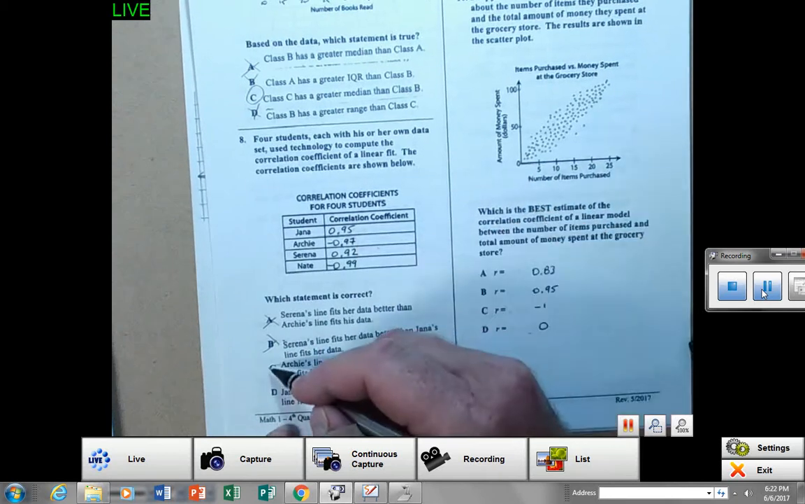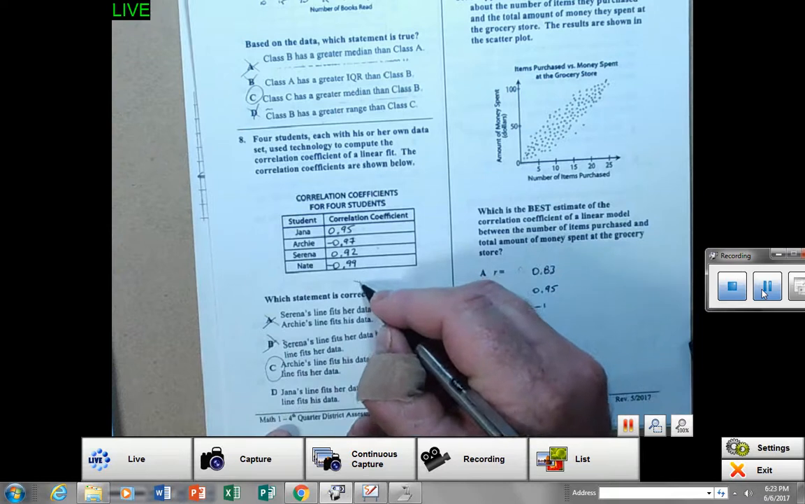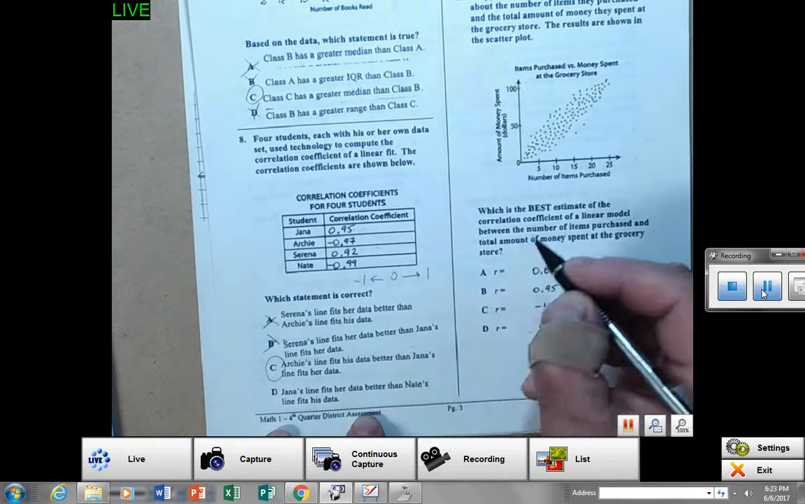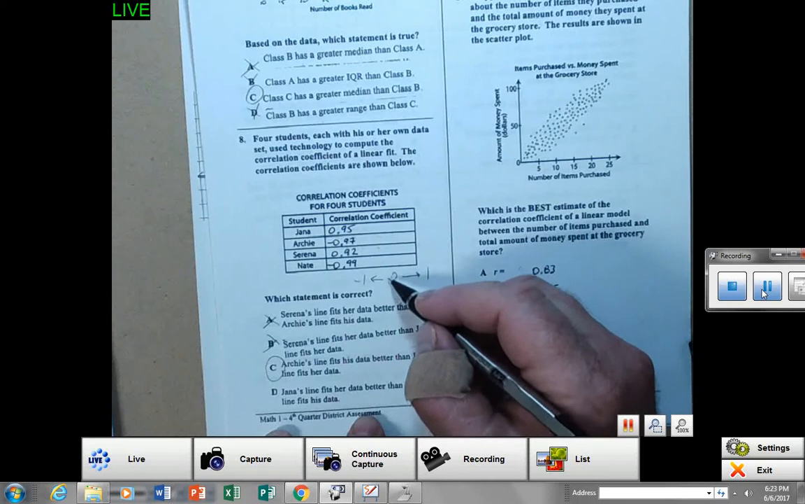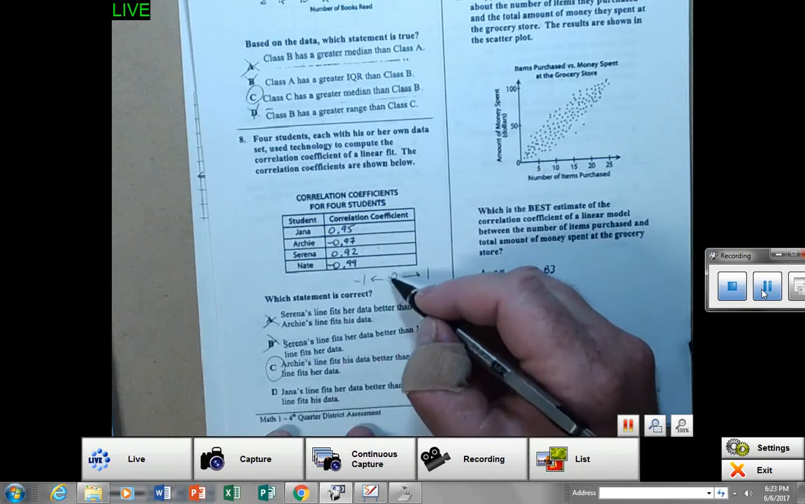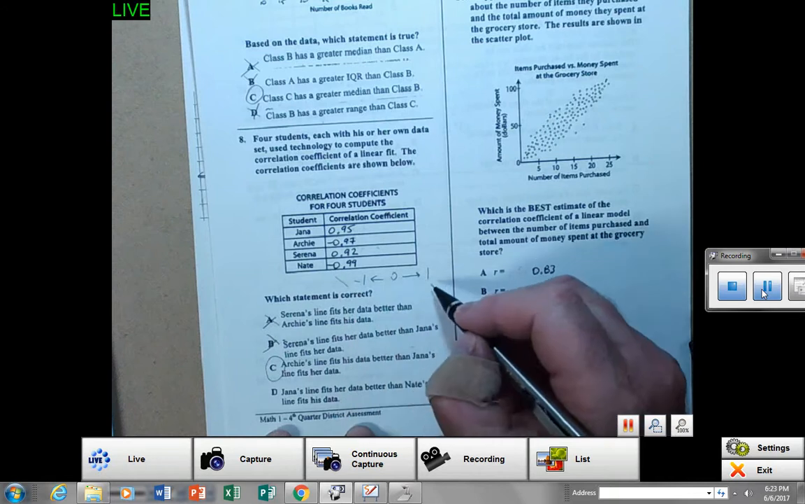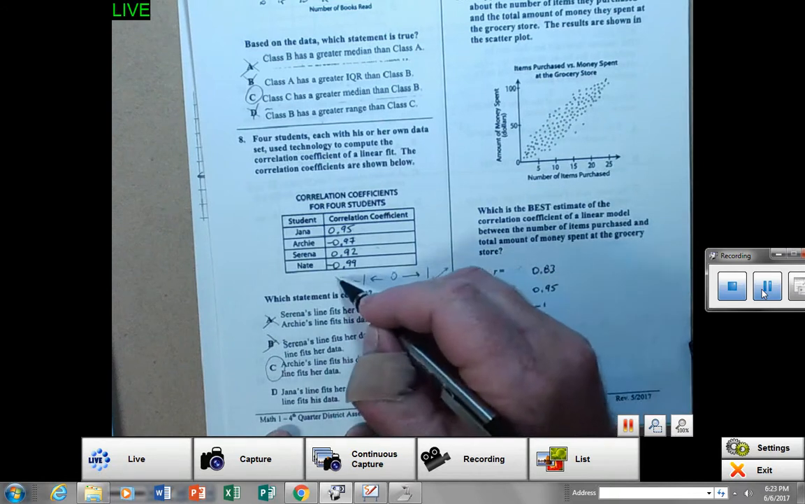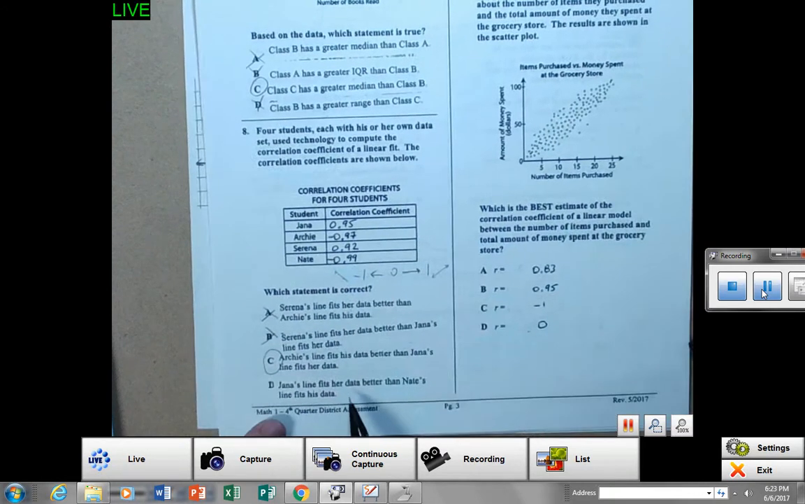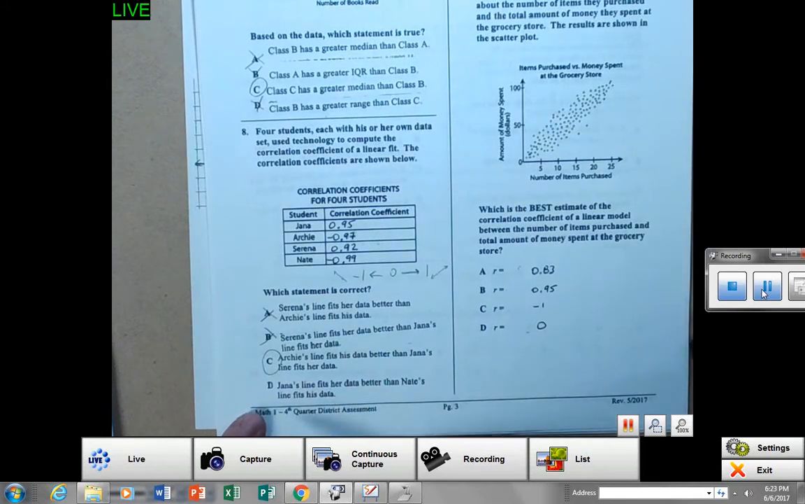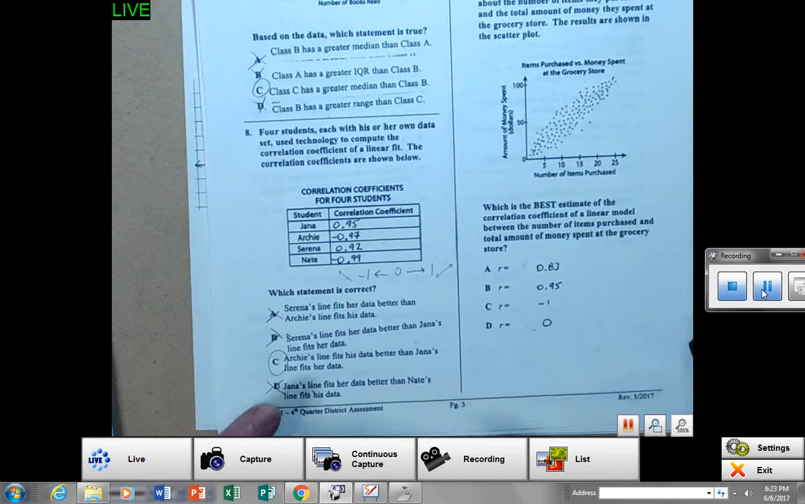So this is true. Again, the scale goes from negative 1 to positive 1. We're close to 0, lower correlation. Your line will not fit the data as well. Closer to these sides, the line fits the data perfectly. Jana's line fits her data better than Nate's. Jana 0.95, Nate 0.99, almost perfect. But nope, that is not true according to that statement right there. Jana's is lower. All right, next.